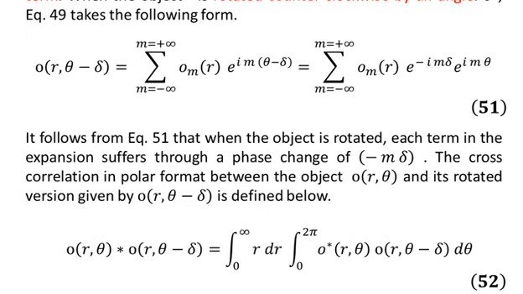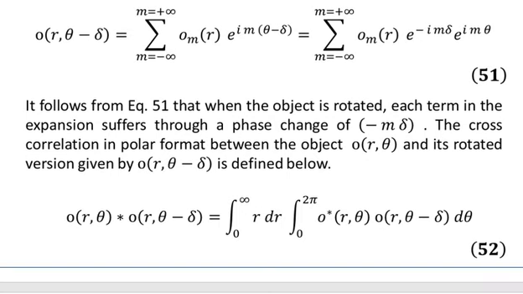It follows from equation 51 that when the object is rotated, each term in the expansion suffers a phase change of minus m delta, because minus m delta appears in the exponent. The cross correlation in polar format between the object O as a function of r and theta and its rotated version given by O as a function of r, comma, theta minus delta is defined below.